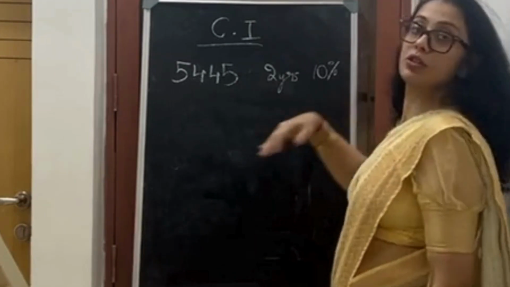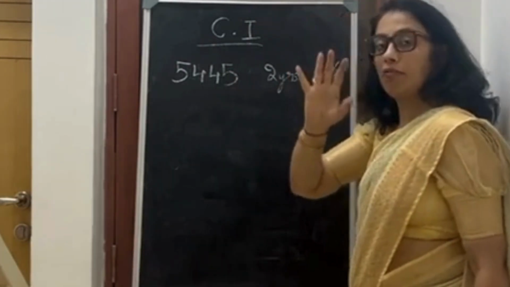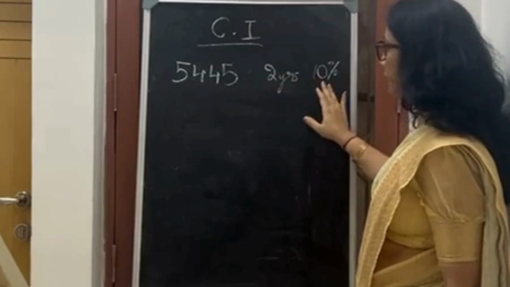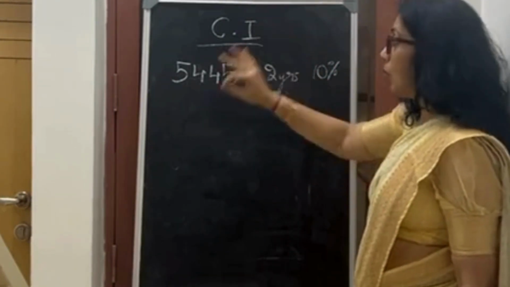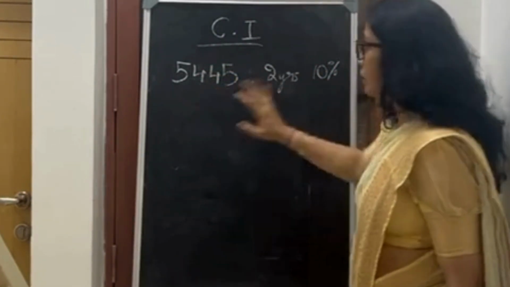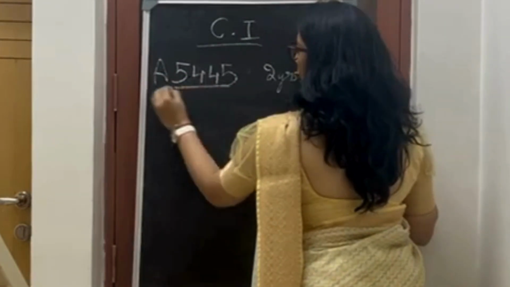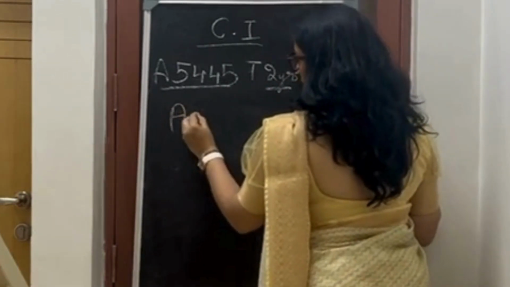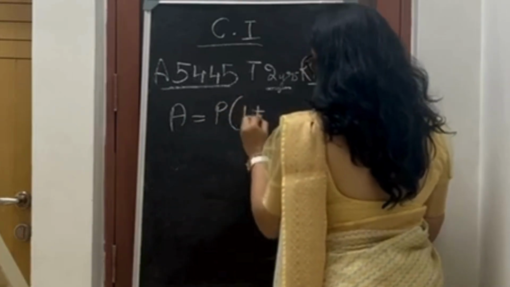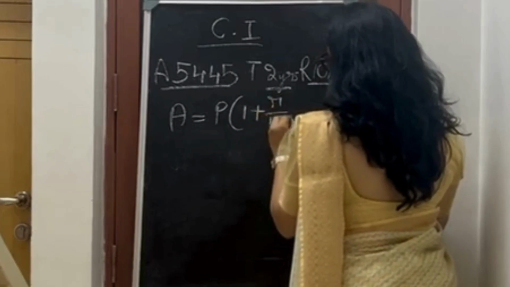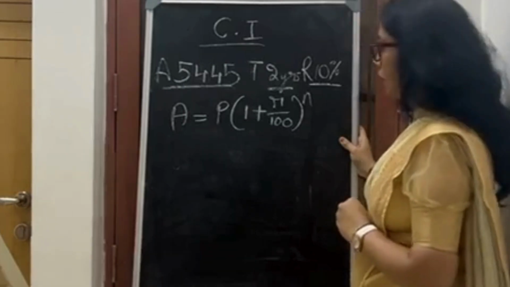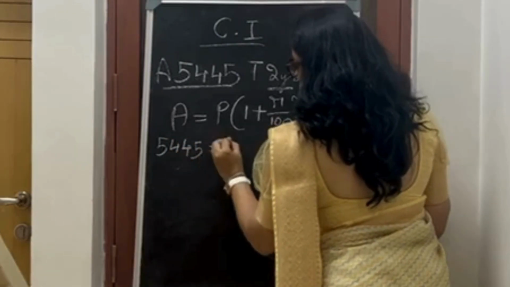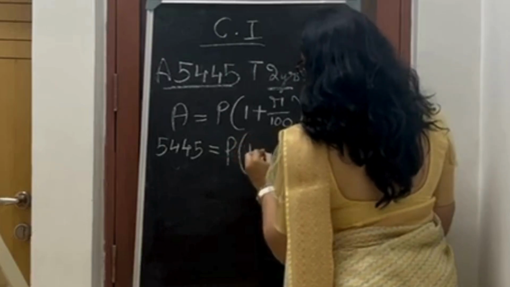So my first question on this is, what sum of money will amount to 5,445 in 2 years for 10%? So this is the amount. What is amount? This is the amount. This is time and this is R. So what was our formula? So I have to use this formula of compound interest. Amount is 5,445, which equals P into 1 plus R by 100 to the power of n. We have to find out P here, which is the principal amount.